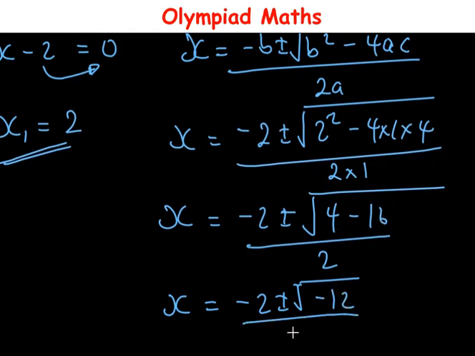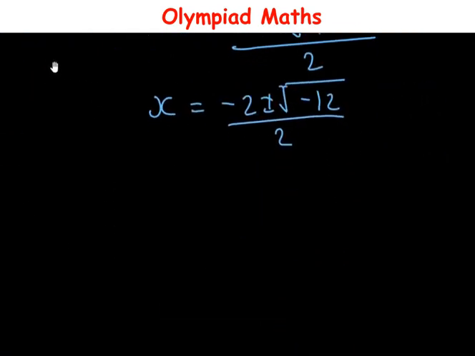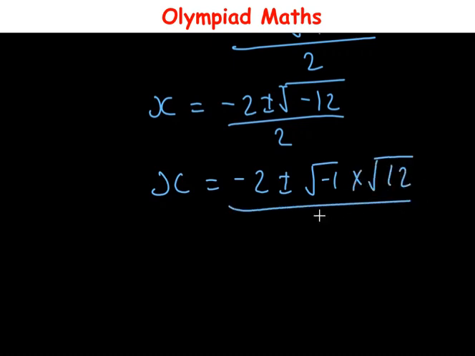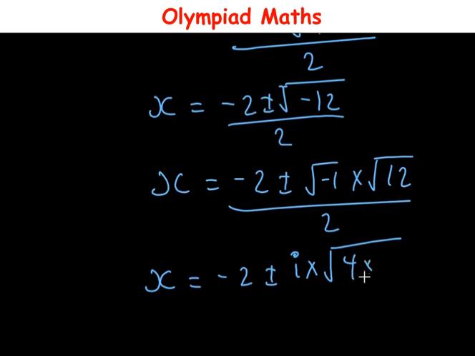all over 2. So with this, the value of x is equal to minus 2 plus or minus, we can write root minus 12 as root minus 1 times root 12, then all over 2. So x is equal to minus 2 plus or minus root minus 1 is i times, we can write root 12 as root 4 times 3, then all over 2.